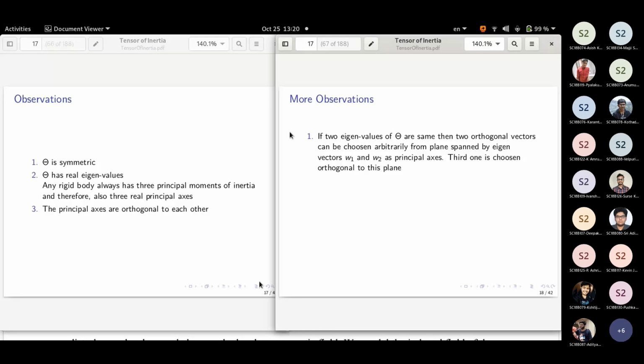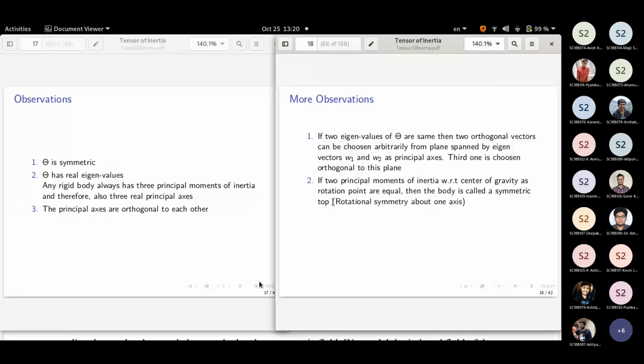So there is certain freedom which can be obtained depending on the symmetry of the objects. That is what this statement means, that for a right circular cylinder there are two eigenvalues which are the same. So if two principal moments of inertia with respect to the center of mass rotation point are equal, then such a body is called symmetric. Basically, we are talking about a right circular cylinder, or an ellipsoid, or even Earth. So there is a rotational symmetry about one axis. There is only one axis along which there is a rotational symmetry.